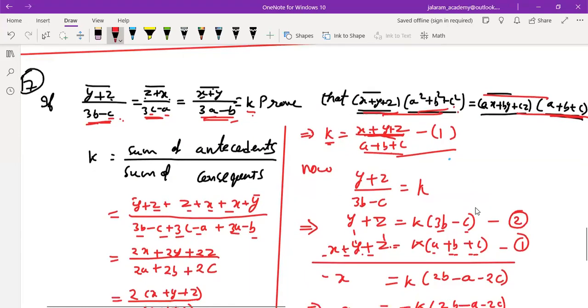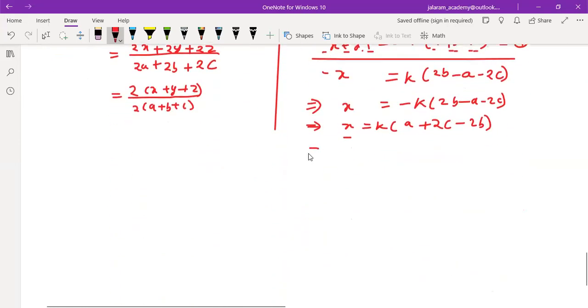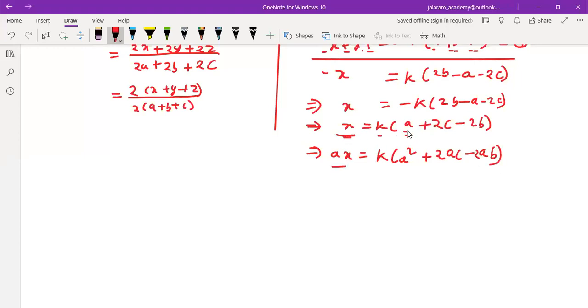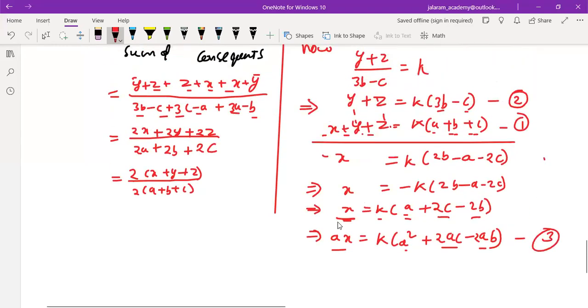And now if we want to find ax, means if we multiply this by a, ax equals k into, what do you get? A square plus 2ac minus 2ab. Multiplying both sides by a, we get ax on the left hand side and k into a square, 2c into a is 2ac, minus 2b into a is 2ab. This is equation number 3. Okay, so this is the value of ax.